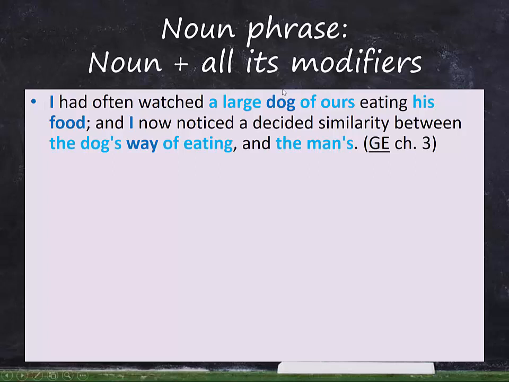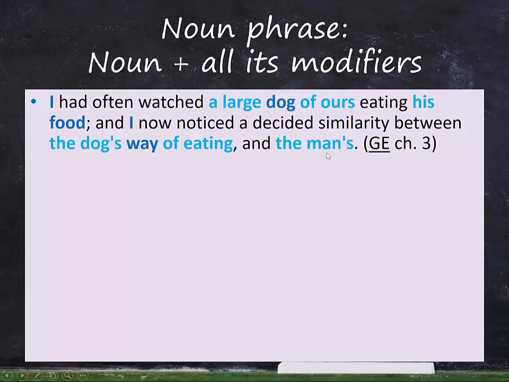But the next noun is dog. Which dog is it? A large dog of ours. That whole phrase describes the dog, so it's a noun phrase. Same with food. Which food? His food. What about way? What way is it? The dog's way of eating.